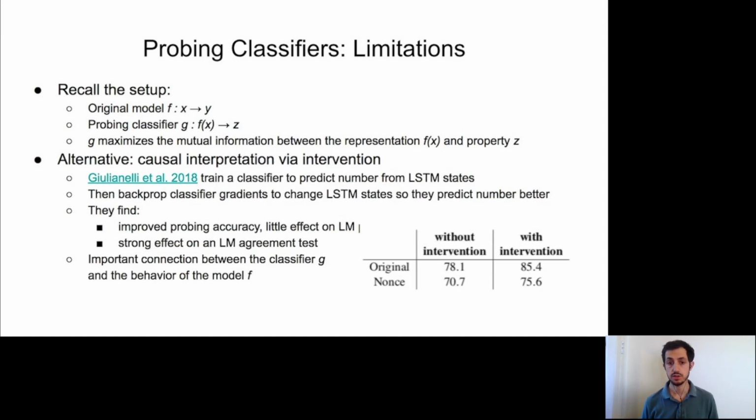Interestingly, this has very little effect on the language model performance as measured by perplexity, but it has a strong effect on the language model performance on an agreement test. This is another test that uses a language modeling setup to assess how good the language model is at number agreement. They found that with the interventions, they achieve much better performance on the agreement test. So this draws an important connection between the classifier and the behavior of the model. Perhaps it's not only correlational, there are some causal relationships there.